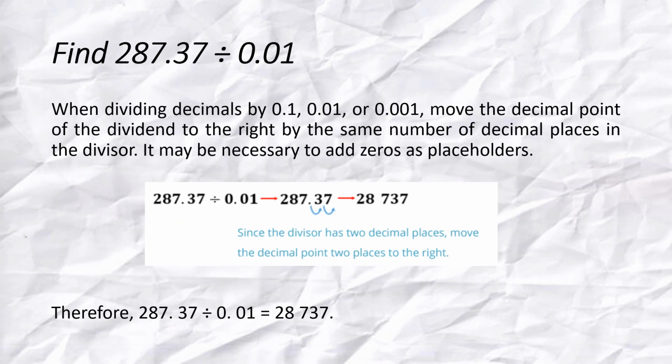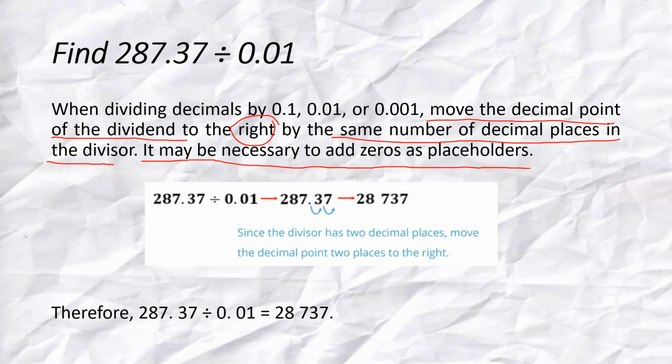What if your divisor is like this, 0.1, 0.01, or 0.001? Same as with the power of 10, but this time you just move the decimal point of your dividend to the right by the same number of decimal places in the divisor. Again, it may be necessary to add zeros as your placeholders.